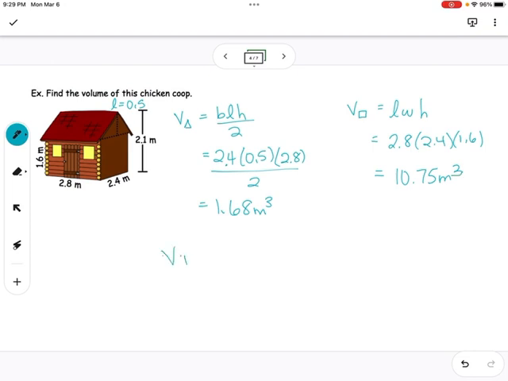So our volume total is adding those two together, so 1.68 plus 10.75. And we get 12.43 meters cubed as the volume of the chicken coop.